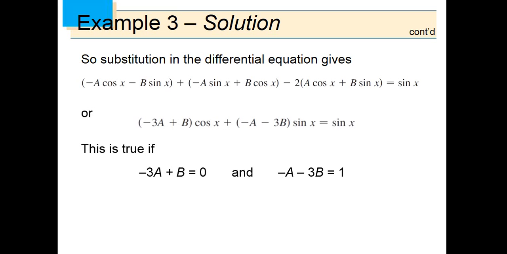And then you work your way through these two equations to solve for the two coefficients a and b, and the values are these two.